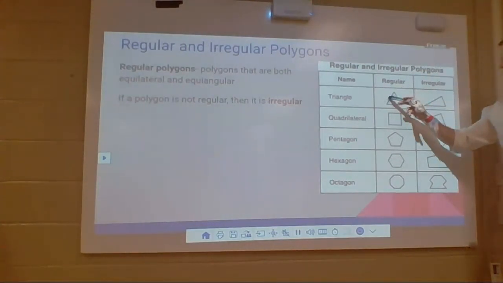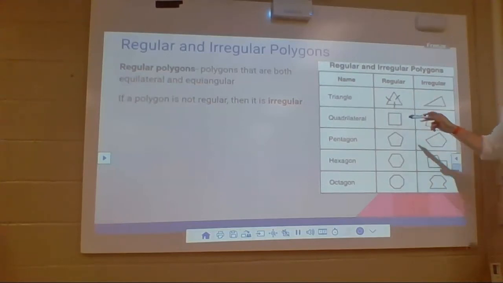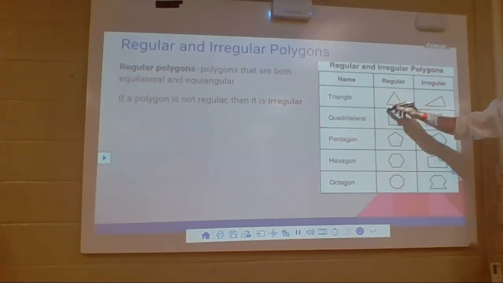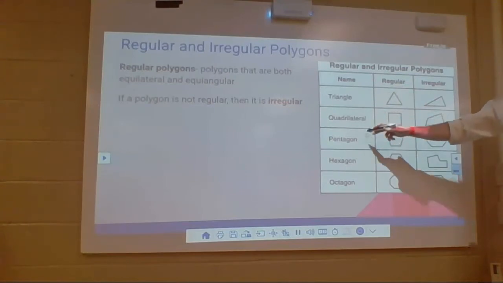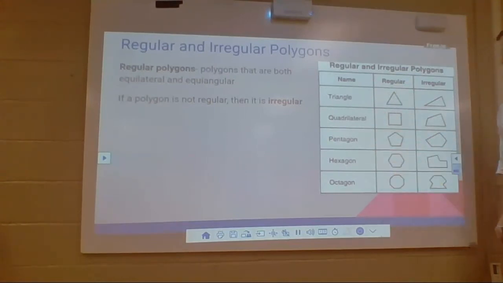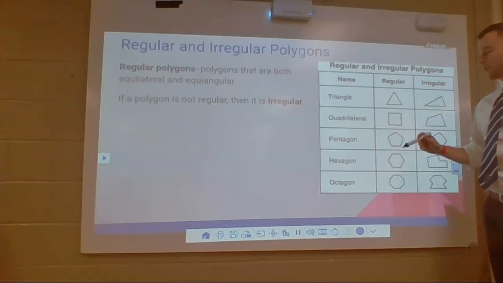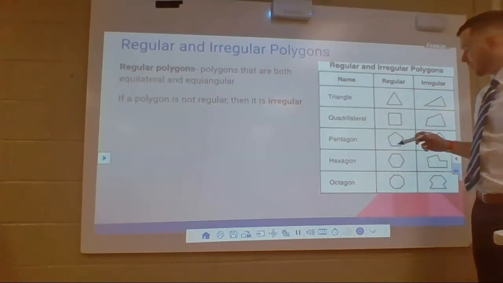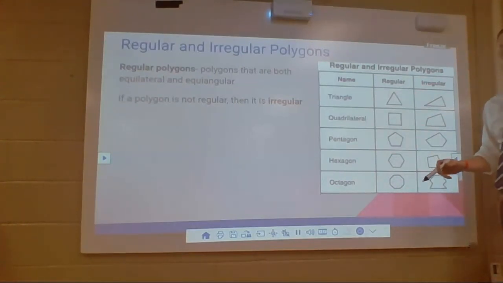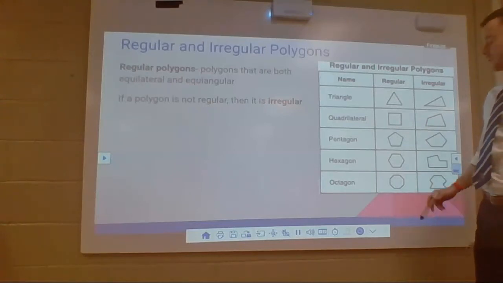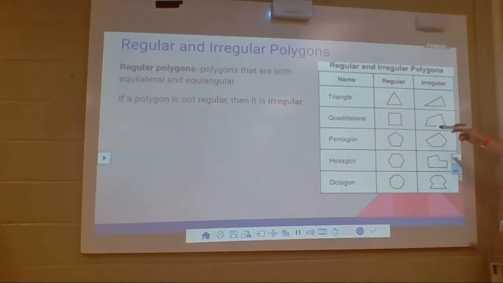So for a triangle, all the sides are congruent, all the angles are congruent. Here are examples of regular triangles: quadrilaterals, pentagon, hexagon, octagon. So they are equilateral, meaning all their sides are the same length, and they are equiangular, meaning their angles are all the same measure. They're congruent in measure. All right, so here's some examples of irregular. These are not equilateral or equiangular. Okay? So let's go ahead and move on.